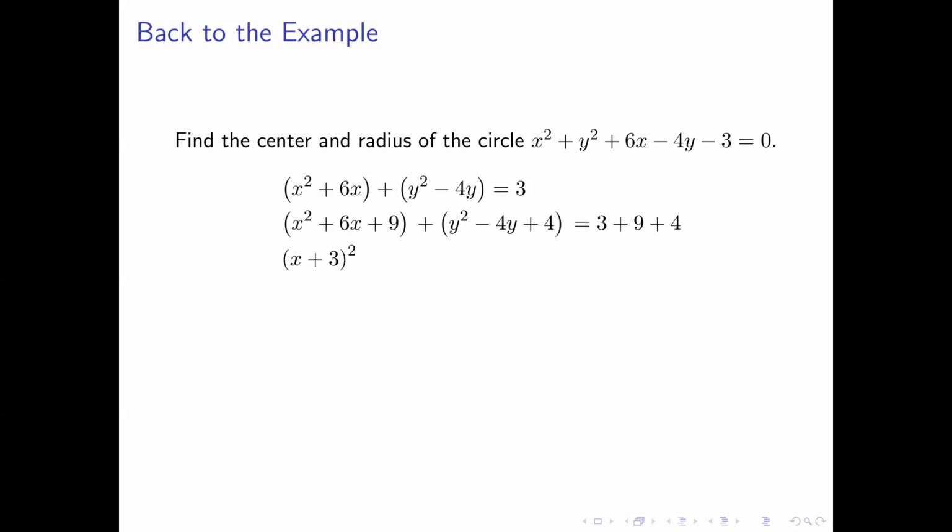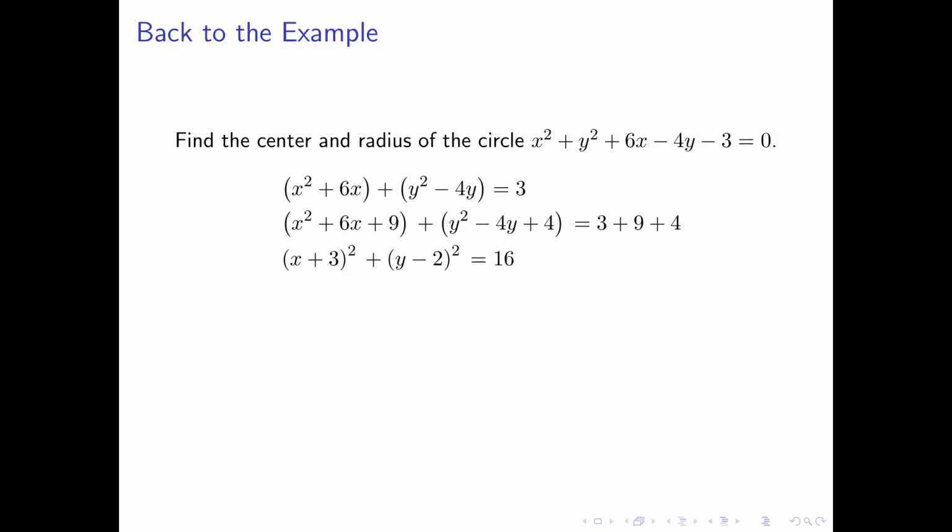Now on the left, we can factor. X squared plus 6x plus 9 is a perfect square trinomial. It factors into x plus 3 squared. Y squared minus 4y plus 4 is also a perfect square trinomial. It factors into y minus 2 squared. Remember, it was negative 2 that we squared to get the 4 that we added. And on the right side, if we add up 3 and 9 and 4, we get 16.